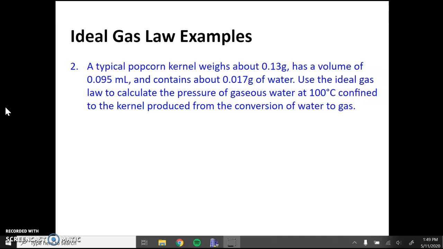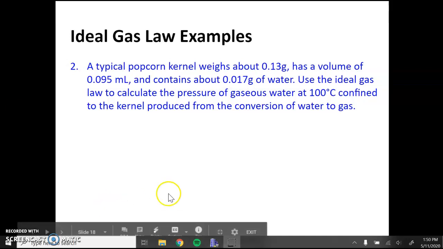I noticed that I have two masses here, and I'm thinking, well, I know I need moles. I don't know the molar mass of a popcorn kernel. So I'm going to say that the thing we're focusing on here is the gaseous water, so I can ignore that 0.13 grams. Instead, the first thing I need to do is turn my 0.017 grams of water into moles so I can use the ideal gas law.